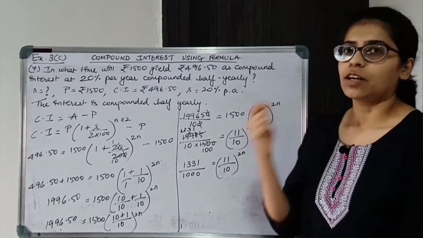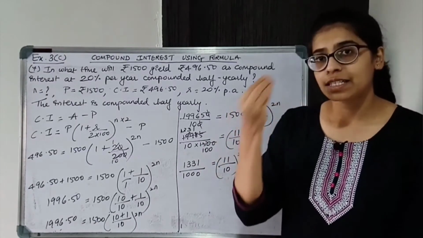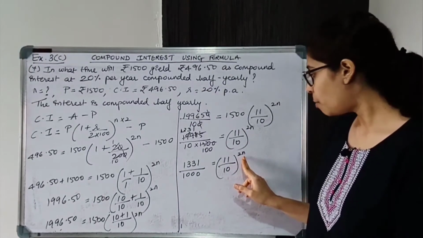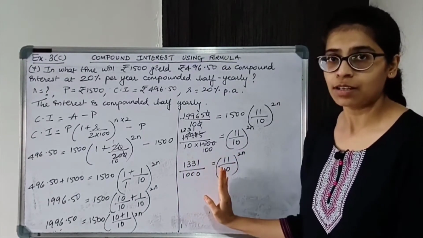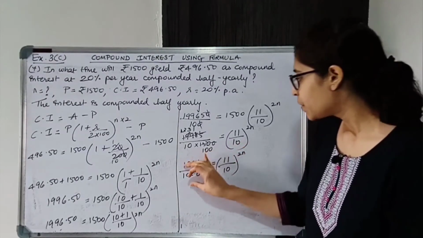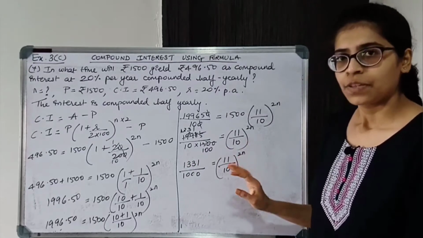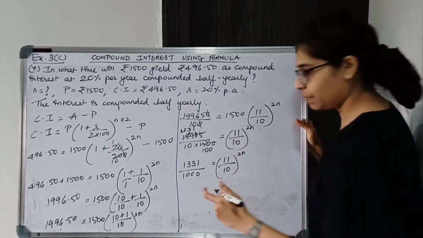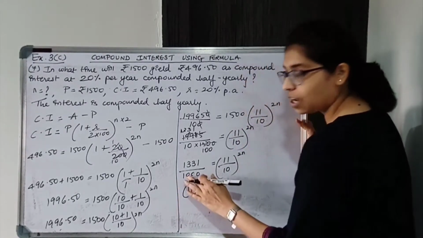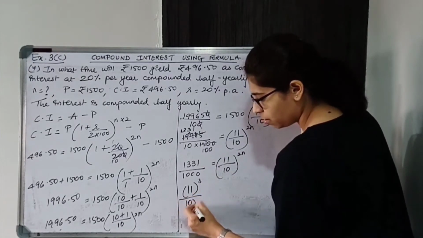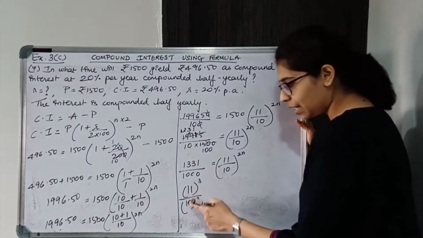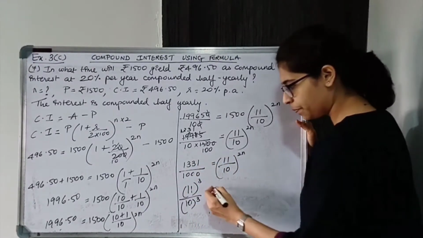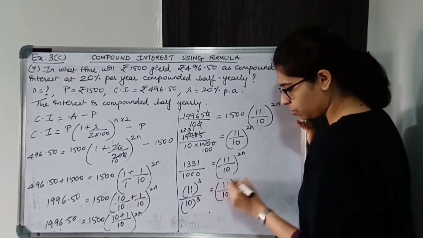Okay, now our aim over here is to make the bases equal. Because we have to find the power. So to find the power, first we need the bases equal. Bases, that is the number over here in the bracket. So we want this to be equal to this. How can I bring this equal to this? 1331 is the cube of 11 and 1000 is the cube of 10. So we are getting 11 upon 10. Over here we have 11 upon 10. Try to get 11 upon 10 over here. Okay, so 11 upon 10 raised to 2n.